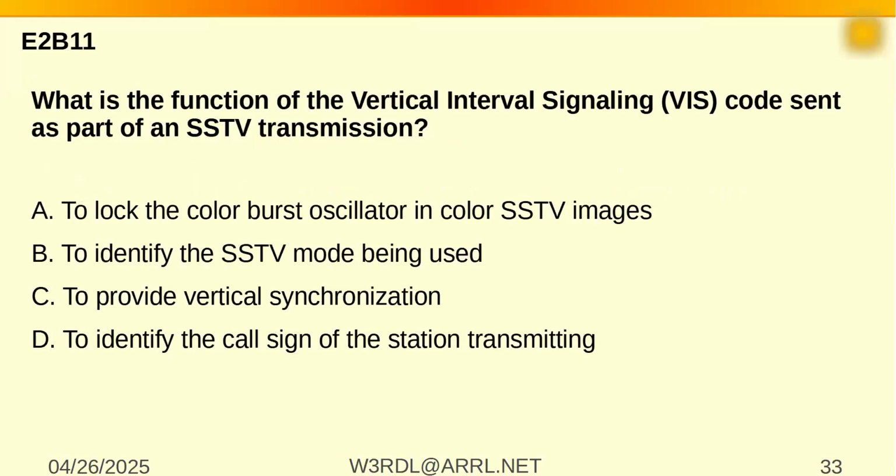So what is the function of the vertical interval signaling code sent as part of a single sideband slow scan TV?